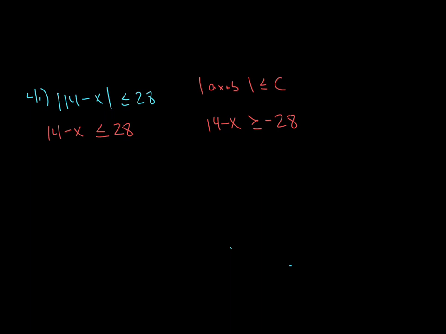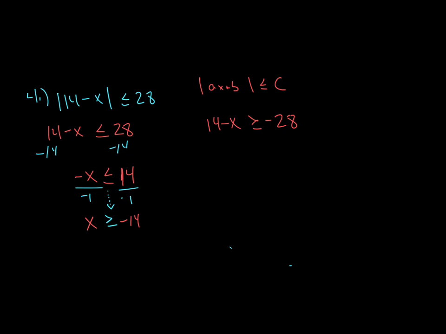Okay? Now, I'm just going to get rid of the 14 by subtracting 14 on both sides. I get negative x is less than or equal to, not 28, 14. Now I'm going to divide both sides by negative 1. Now the rule is, since I divided both sides by negative 1, that less than or equal to becomes greater than or equal to. So I end up with x is greater than or equal to negative 14.